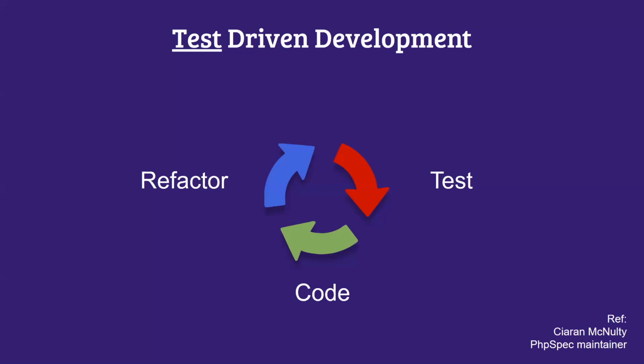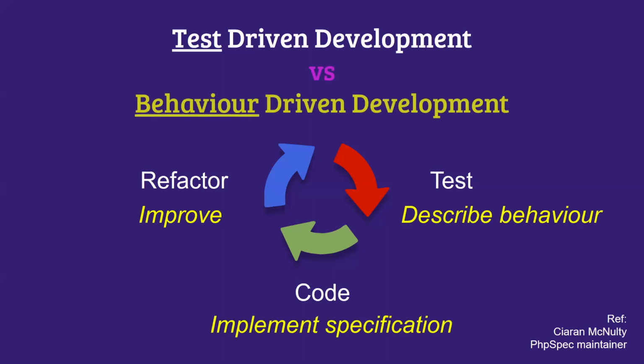In a YouTube presentation on PhpSpec, which I highly recommend, Kieran McNulty, one of the maintainers, describes how this cycle still very much applies with regard to behavior-driven development at the code level. However, instead of using words such as test, we can say that we first describe the behavior of our code, then we implement that specification, and finally, we improve our implementation.